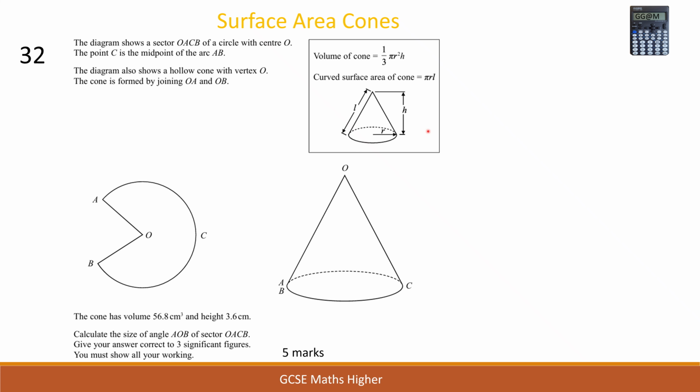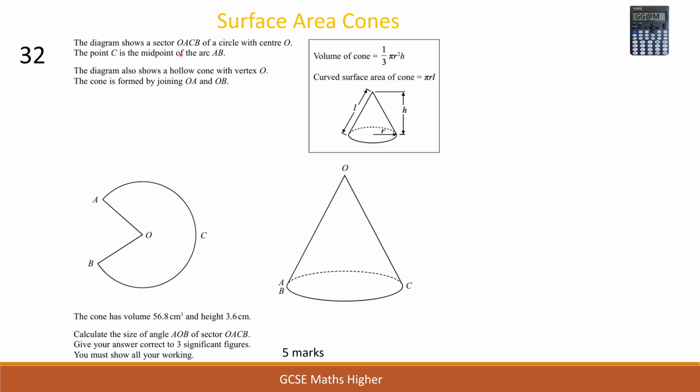Fantastic. So key bits in this question, you can see you've got a sector OACB. That is the sector here, which is the same as this cone here. So if I combine this AO and OB together, it would form this cone. So this is like the net of this cone. So you should be able to see the similarity between the two. So the circumference of this circle around the bottom is the same as the arc of this sector.